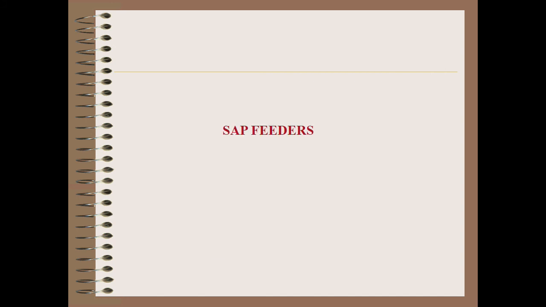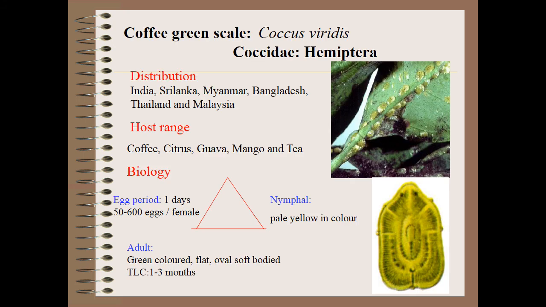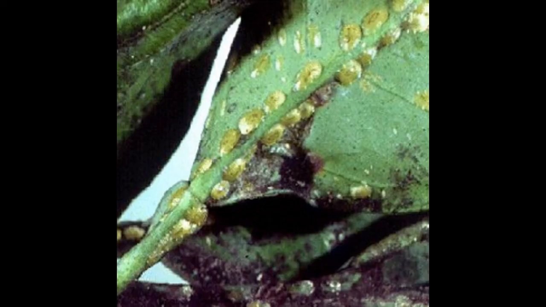What about sap feeders? The important sap feeders are the coffee green scale, Coccus viridis, Coccidae, Hemiptera. It has 3 life stages: egg, nymph, adult. The egg period is about 1 day, and a single female can lay from 50 to 600 eggs. That's why it is a serious pest of coffee. The nymph is pale yellow in color. The adult is green colored, flat, oval, with soft body. The total life cycle is about 1 to 3 months.